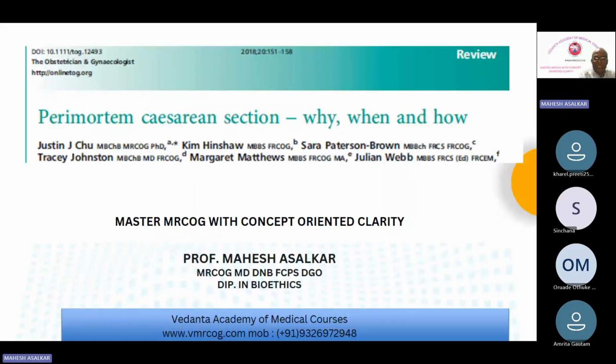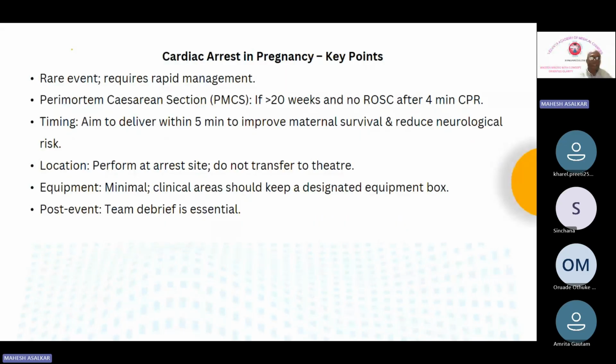Why, when, and how. This is a small article. So this we will finish. Cardiac arrest in pregnancy, key points are: it is a rare event, it requires rapid management. Perimortem caesarean section if the patient is more than 20 weeks, and if there is no return of circulation after 4 minutes of CPR, then we need to go ahead with perimortem caesarean section. Okay, so a pregnant woman more than 20 weeks having cardiac arrest and no return of systemic circulation after 4 minutes of CPR, then perimortem caesarean section is indicated.